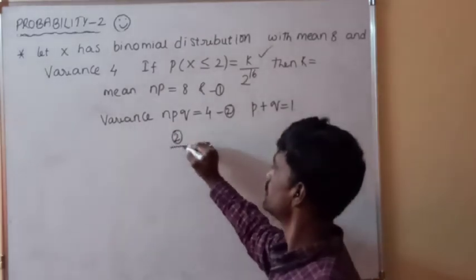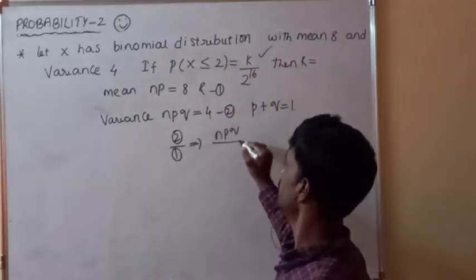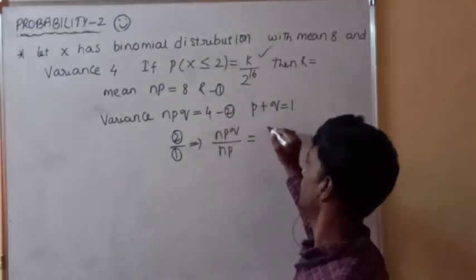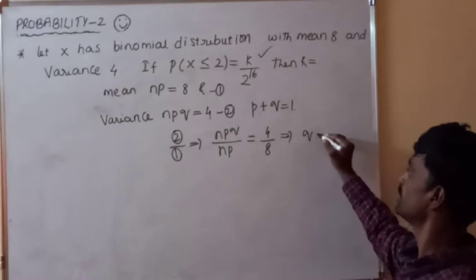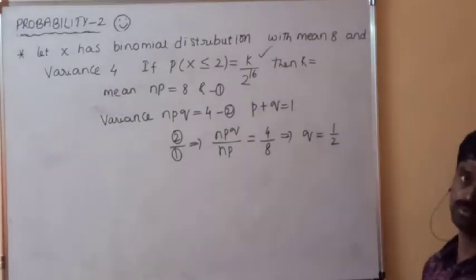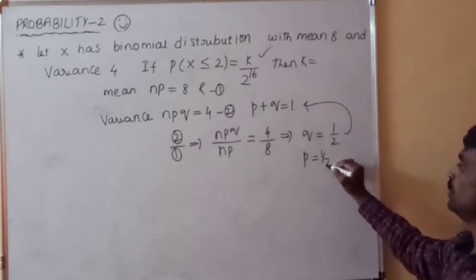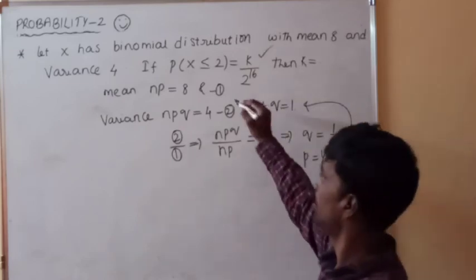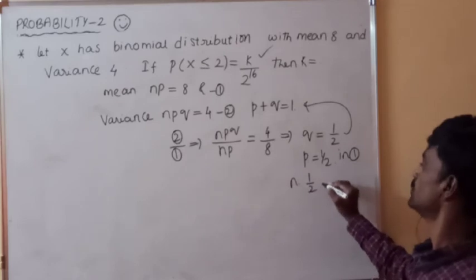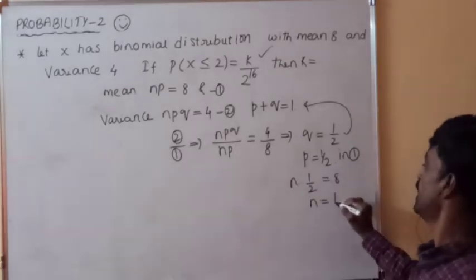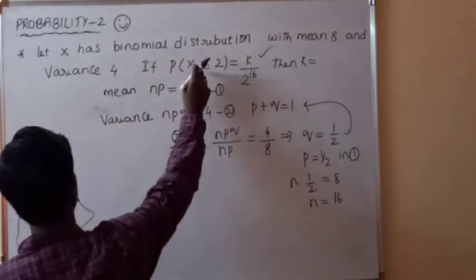If you do equation 2 by equation 1, that means NPQ by NP is equal to what? 4 by 8. So NPQ by NP, NP get cancelled. What do you get? Q is equal to 4 by 8, value is how much? 1 by 2. If you substitute Q value 1 by 2 in this relation, what do you get? P value also 1 by 2. If you substitute P value 1 by 2 in equation 1, then what you will get? N into P, that is N into 1 by 2 is equal to 8. So N value is how much? 8 2s are 16.